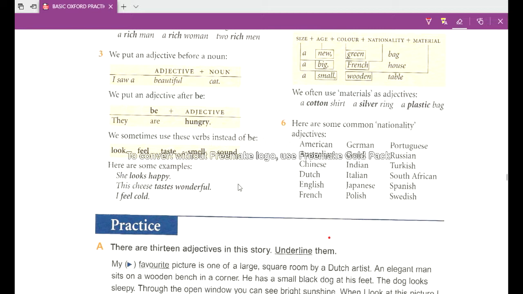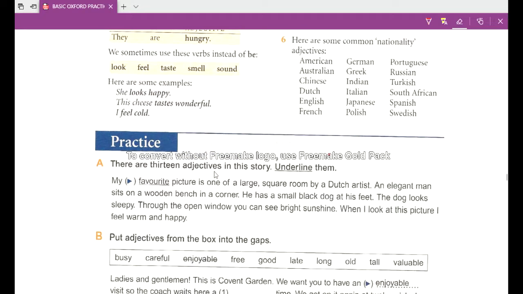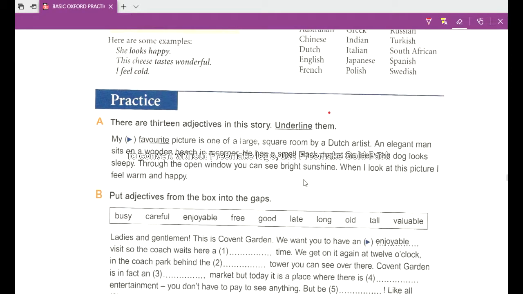Right now we have practice, and I give you the chance to practice according to all I have explained, so you can write your exercise without any problem. Ready? Okay. Practice A. There are certain adjectives in this story. Underline them. Don't fight. You all need to underline.